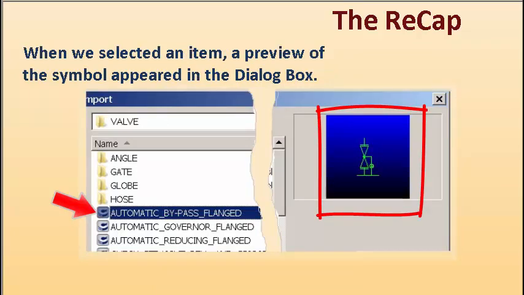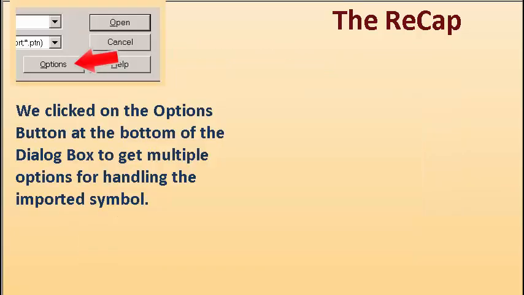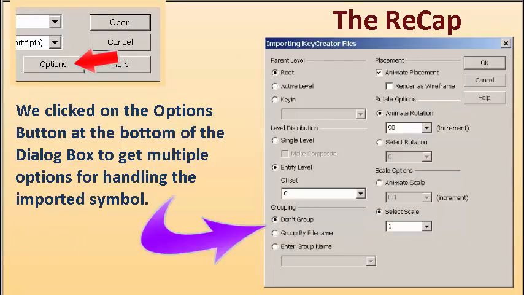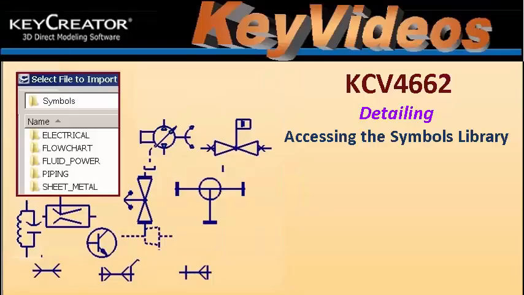When we selected an item, a preview of the symbol appeared in the dialog box. We clicked on the Options button at the bottom of the dialog box to get multiple options for handling the imported symbol, just like you do when you're importing one file into another file generally in KeyCreator.